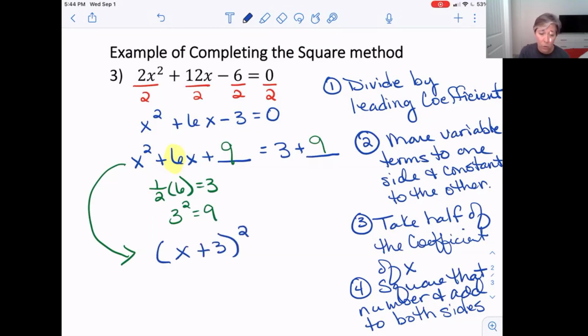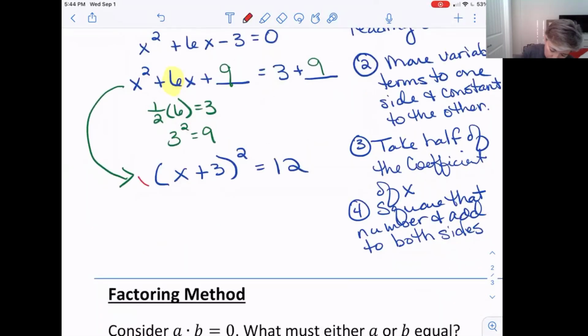either half the 6 or the square root of the 9. That's where we get that 3. And we can solve the right-hand side. That gives us a 12. And now we can use the square root property to finish solving. Square root of the left, plus or minus the square root of the right. This leaves us with x plus 3 equals plus or minus the square root of 12. Again, if we looked at that 12, we'll do it here on the left.